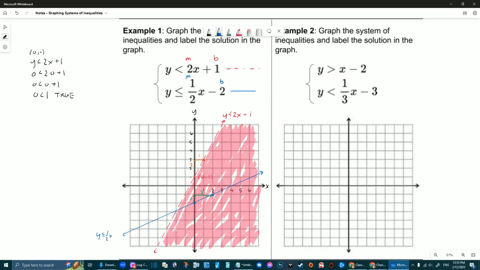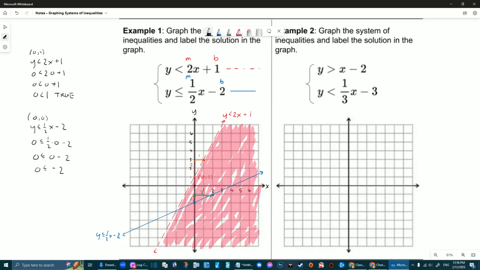I'm apologizing for that beeping. And then I need to do that same thing, choose a test point. So I'm going to use that same test point 0, 0 because it's not on my line. So I'm right here at the origin. And I'm going to do that same process for the second inequality. y less than or equal to 1/2 times x minus 2. We plug in 0 for y. We plug in 0 for x. 1/2 times 0 is 0. And 0 minus 2 is -2.